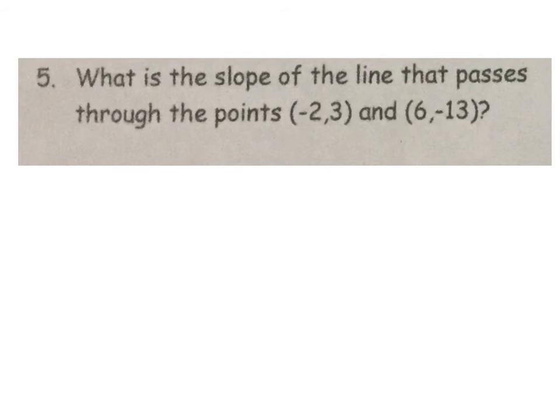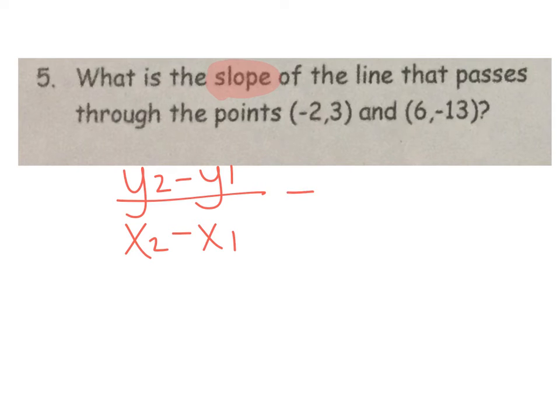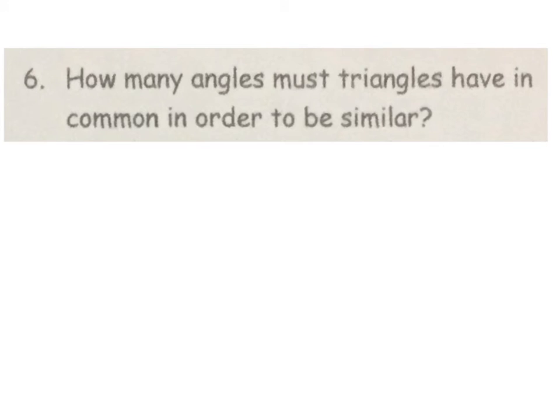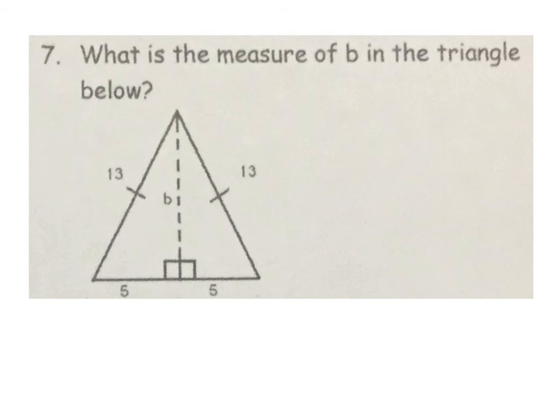All right, number five says, what is the slope of the line that passes through the points -2, comma 3 and 6, comma -13? So slope is what we're looking for. So remember, this is y2 minus y1 over x2 minus x1. You're going to be able to do that, and you'll get your slope. Number 6, how many angles must triangles have in common in order to be similar? Just 1, 2, or 3. It's easy as that.